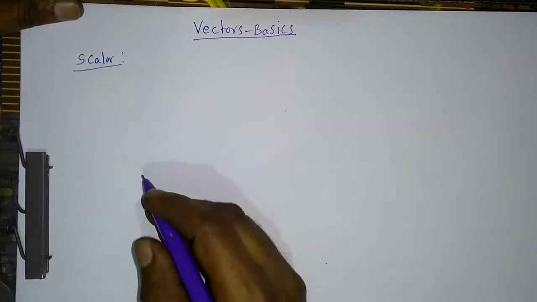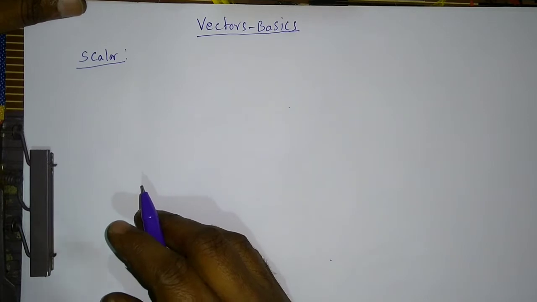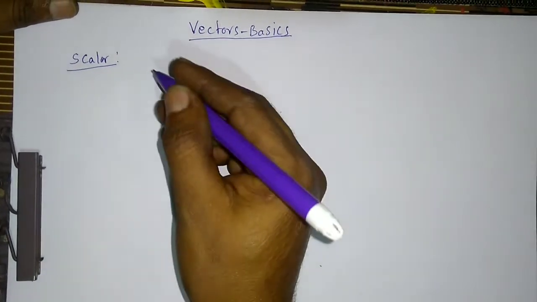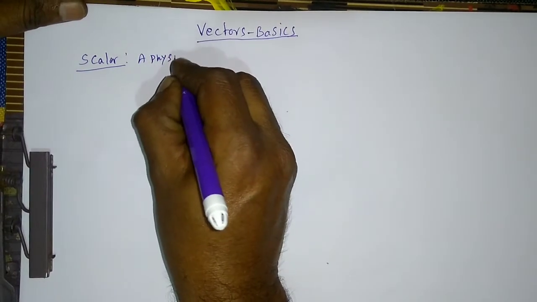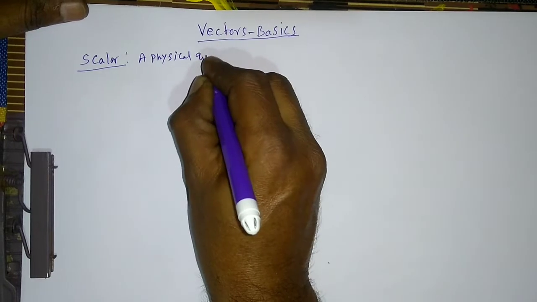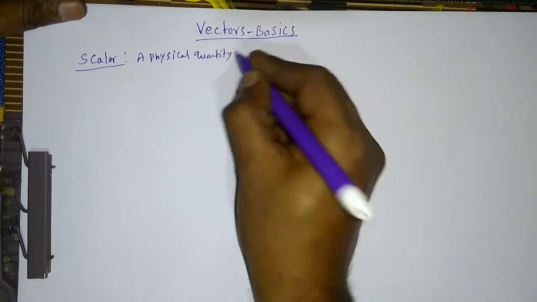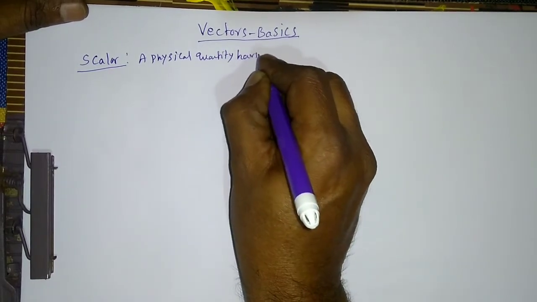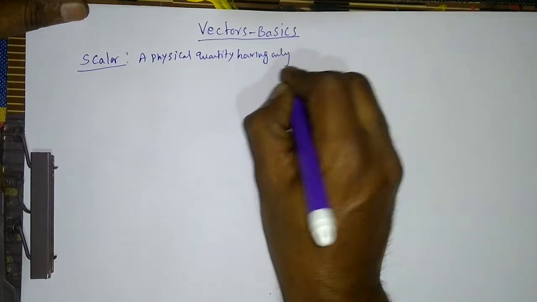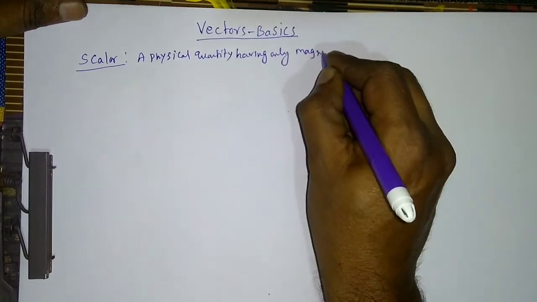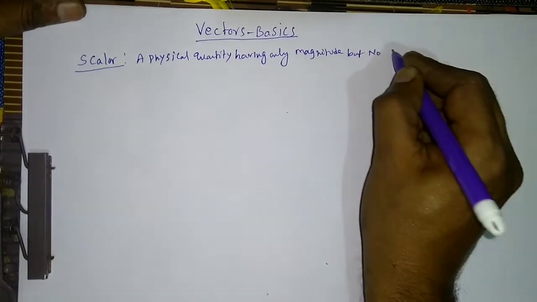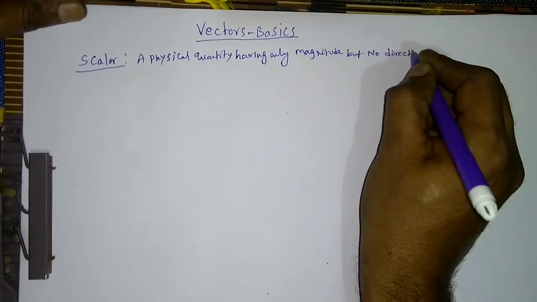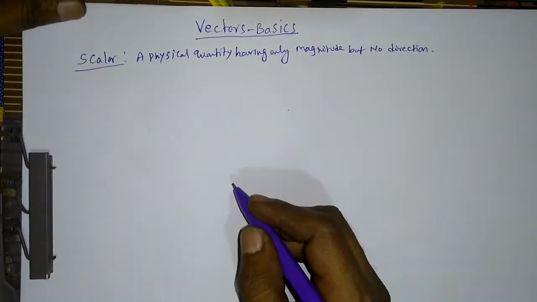A physical quantity which has only magnitude but no direction is called a scalar. That is the definition of a scalar. That means a physical quantity having only magnitude but no direction is called a scalar physical quantity.